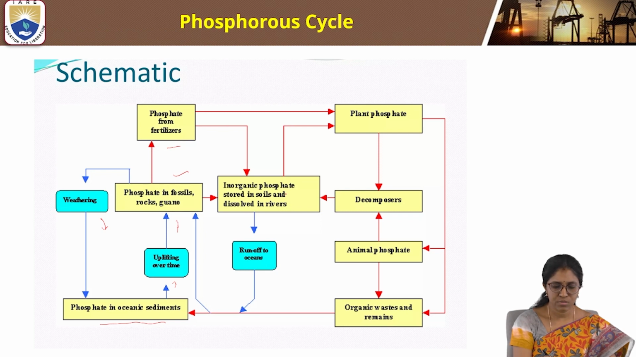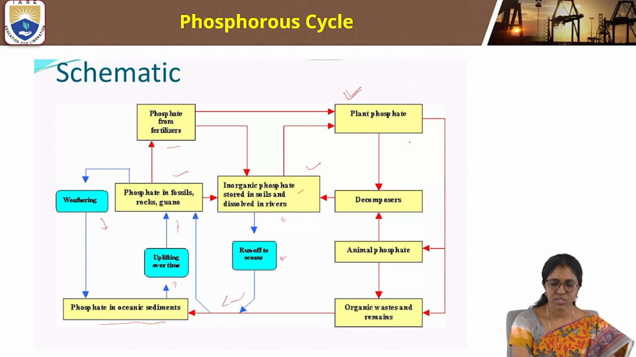Inorganic phosphate is stored in soils and dissolved in rivers. After that, it runs off to the oceans, going back to the formation of sediments in the ocean. The inorganic phosphate stored in soils and dissolved in rivers is taken up by plants, which absorb phosphate from water as well as soil.